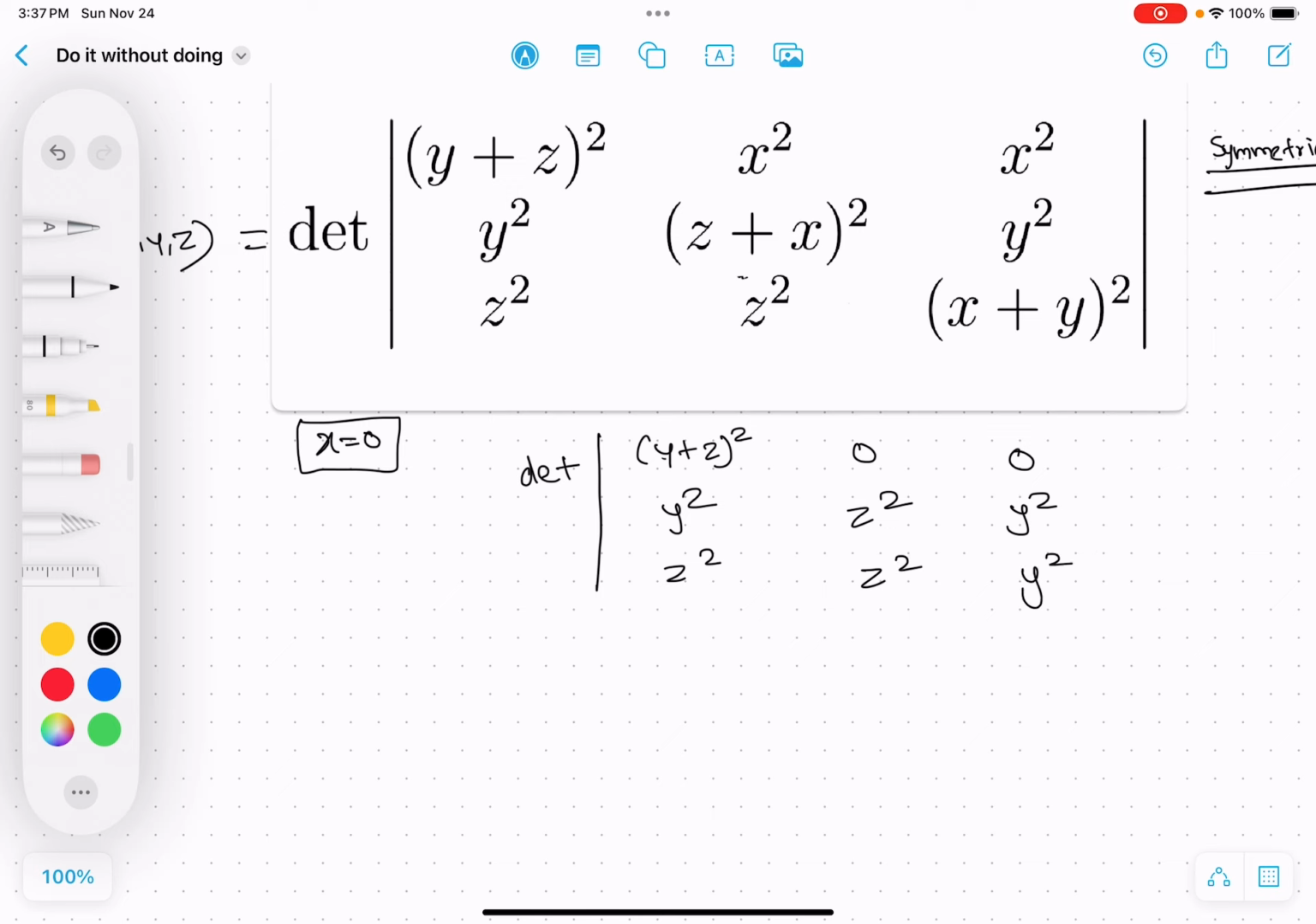Am I right? Yeah, okay. Now guys, if you try to see this expression, you will notice that these two columns are actually identical.